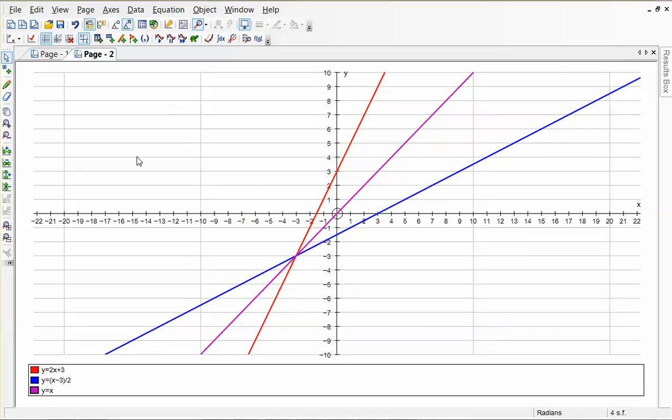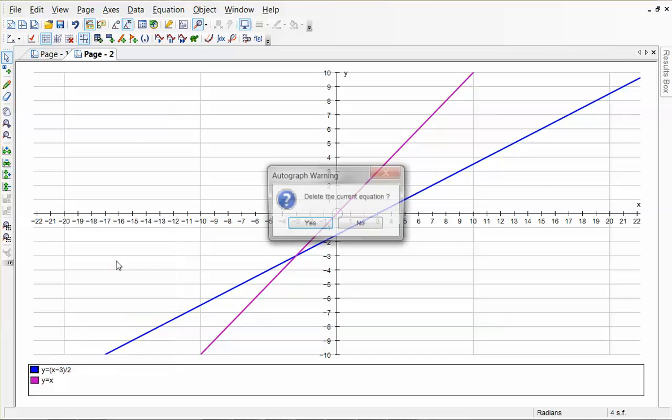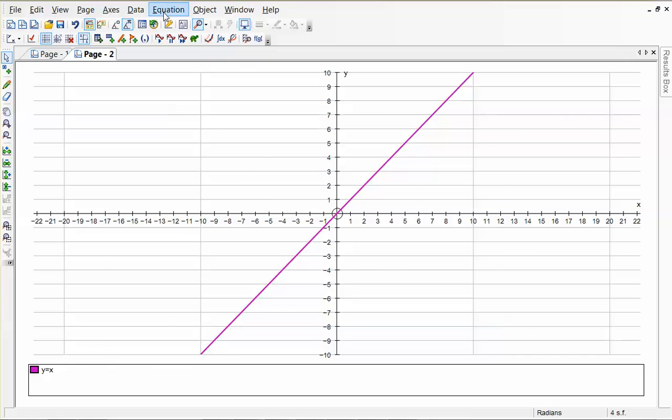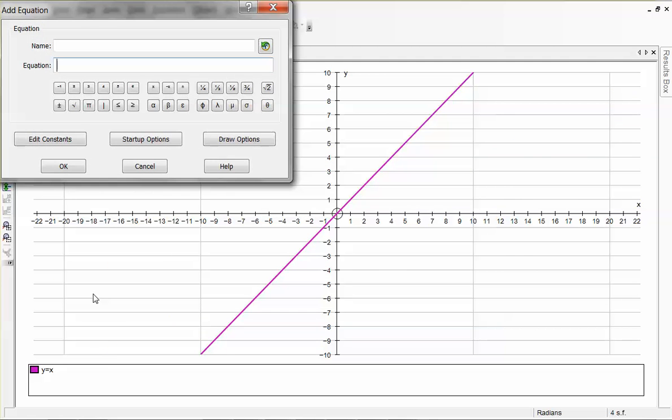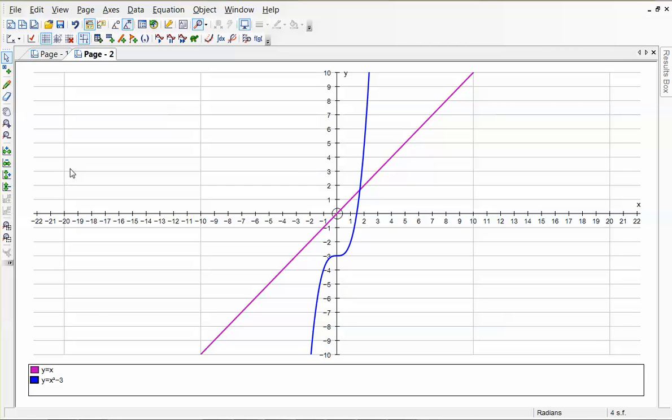So, for instance, let's try a different one. What about your cube root one? Have you got a cube root function? So, what is it? Y equals, what does it start with? X cubed. So, x cubed minus 3. Looks like that.